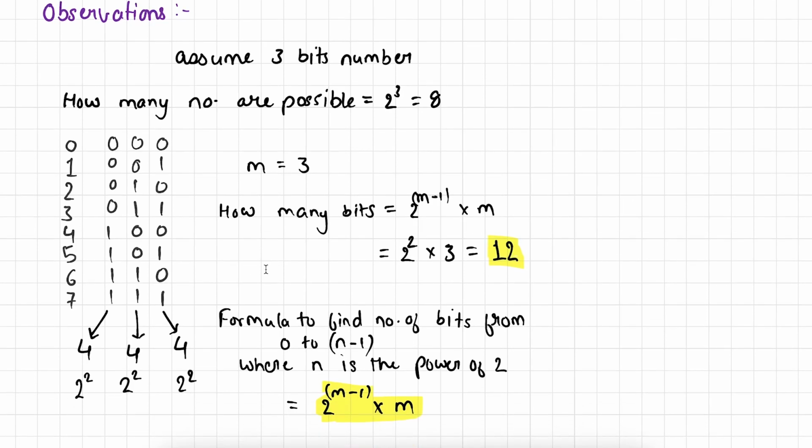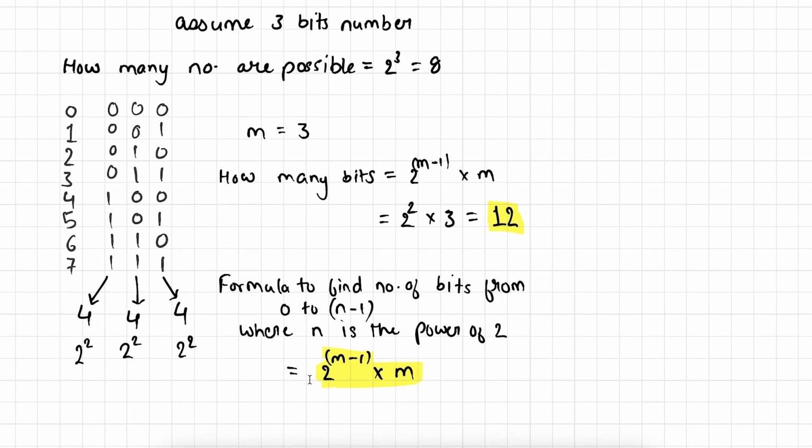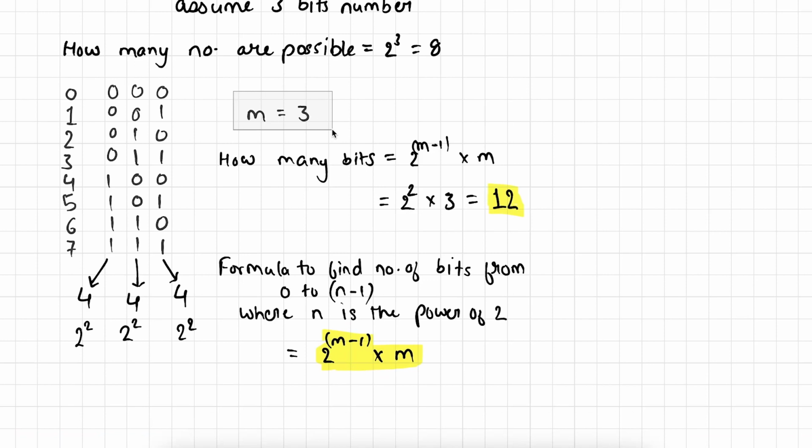Right? So if I have to write the generalized formula to find the number of set bits from 0 to 7, how can I write? We can simply write 2 to the power m minus 1 into m. And here m is equal to the number of bits. Right? So now you can relate that 2 is equal to 3 minus 1. That's why it is equal to 2 to the power 2. And how many bits are there? M bits. Means 3 bits are there. So this formula is exactly the same as this calculation.